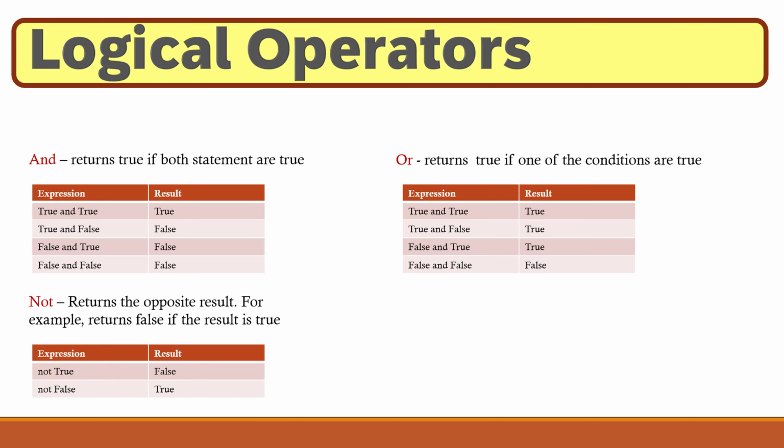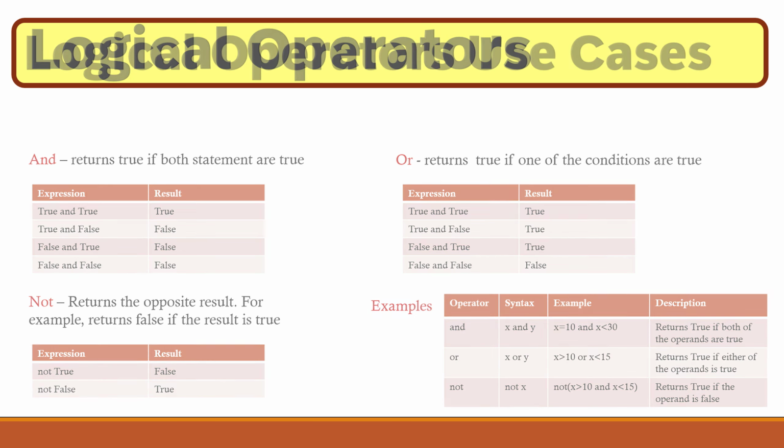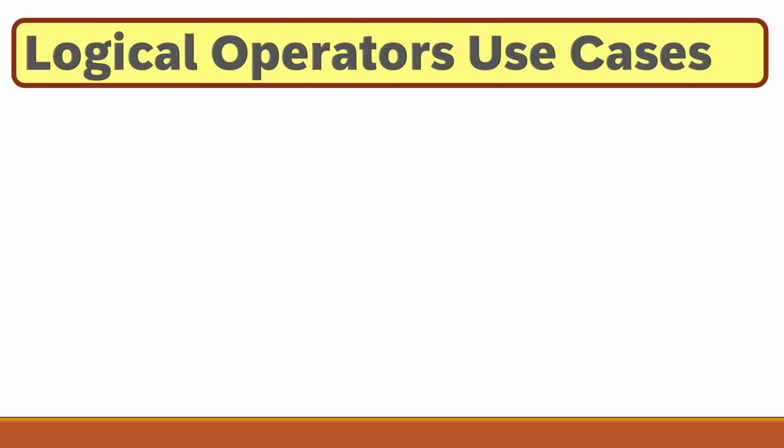And the third operator is NOT. NOT returns the opposite. So if it's true, it will return false, and if it's false, it will return true. And this table shows us some brief examples of the AND, OR and NOT operators and how they are used, but we'll be having a look at these examples in PyCharm. So here are some use cases, and you may understand this at the end of the video when we have seen how those operators work in PyCharm.